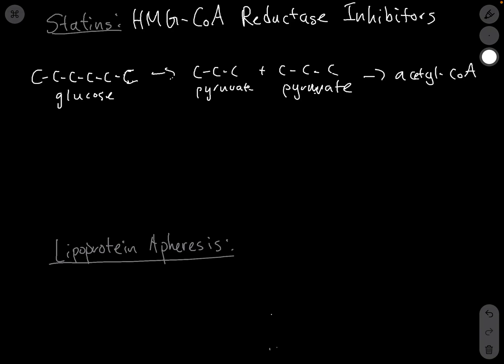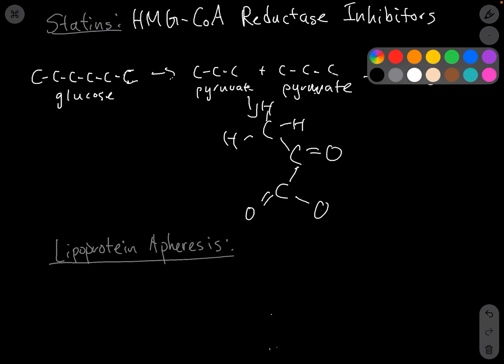To show you, this pyruvate has 3 carbons that look like that. This carbon over here has 3 hydrogens surrounding it. This carbon is double bonded to an oxygen, and this carbon is also double bonded to an oxygen. This carbon is single bonded to another oxygen. Okay, so we have this pyruvate here, and how this actually turns into acetyl CoA is interesting.